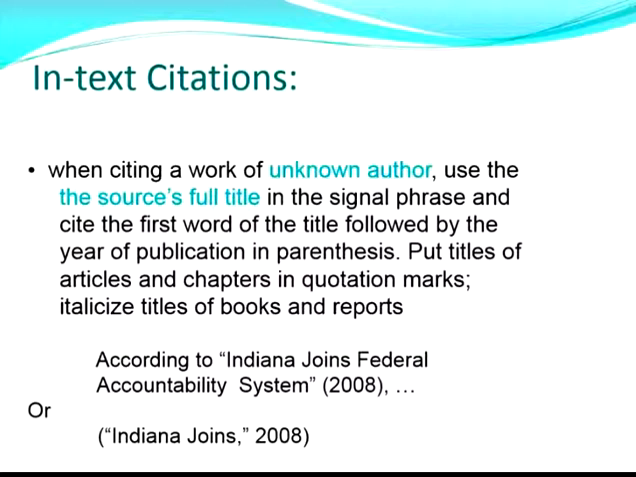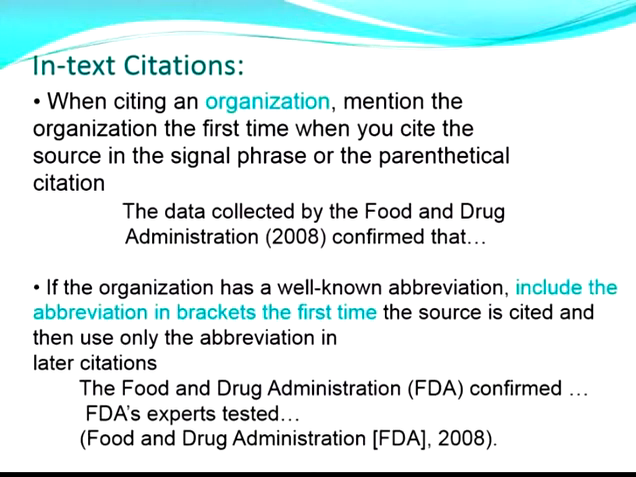Now, we had a question. This is very common to have organizations as your author. And often those organizations are abbreviated. So here's an example of how you would do that. The first time when you're citing it, you want to go ahead and spell it out. This is the same whether you're doing a signal phrase or a sentence in your paper, as well as in the in-text citation.